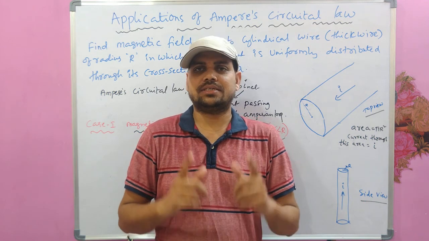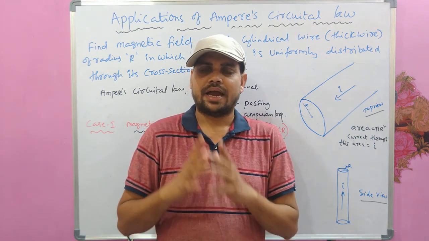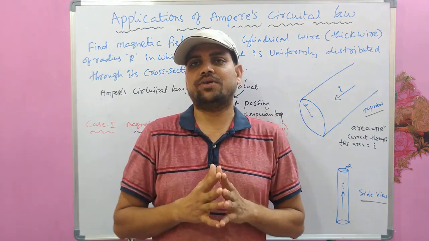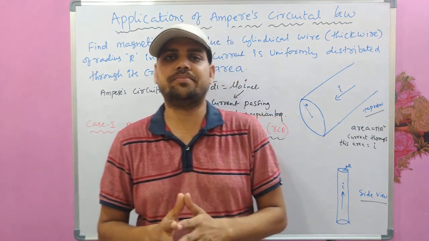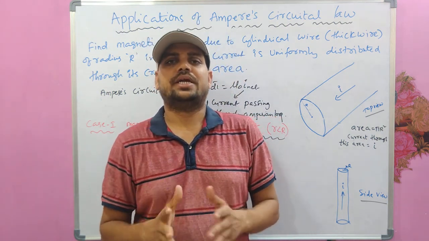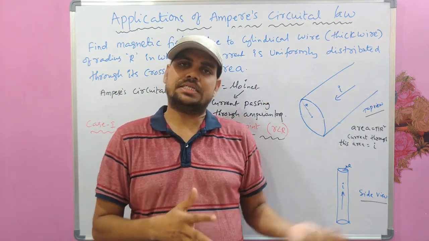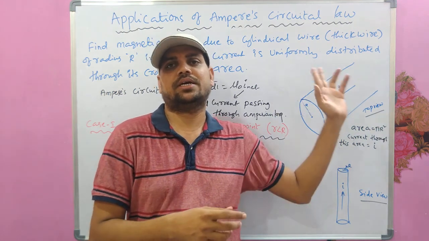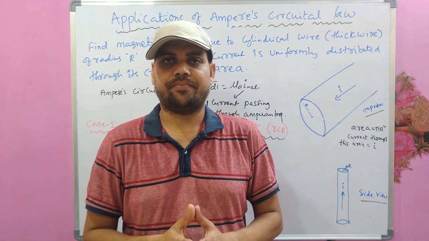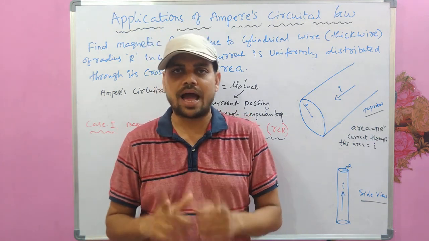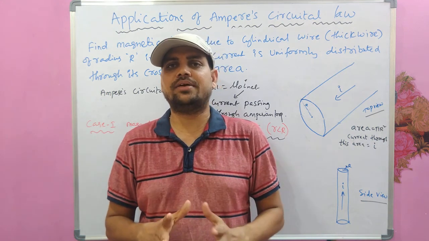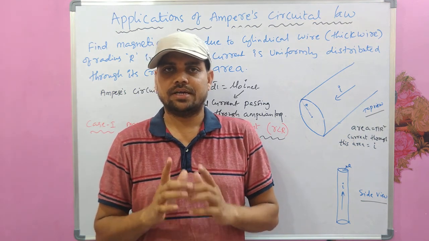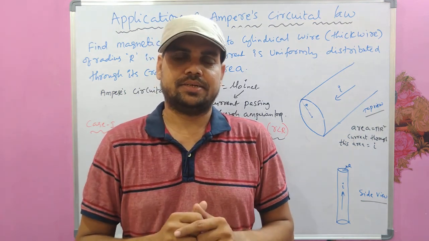I have already discussed what Ampere's circuital law is and solved two problems with the help of it in other video lectures. If you have not watched them, please do watch them so that it will be easy for you to understand what Ampere's circuital law is and how to use that law to calculate the magnetic field due to this current carrying cylindrical wire. Remember, Ampere's circuital law is an alternate method to Biot-Savart's law for finding the magnetic field due to current carrying conductors.